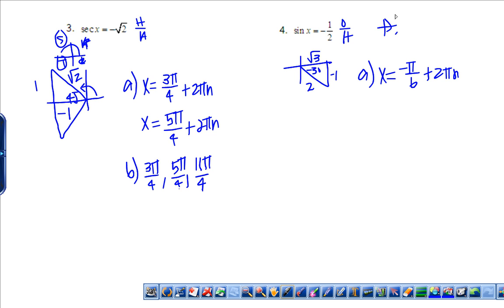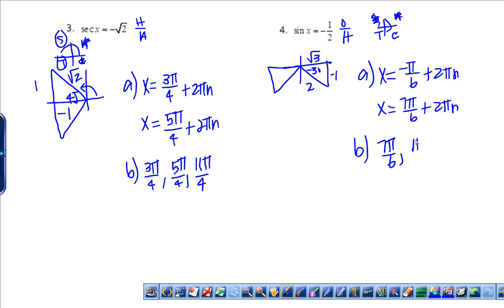For B, if you think of all students take calculus, sine needs to be negative. So it can't be here or here. It looks like the third and fourth quadrants. So my second triangle is built in the third quadrant. And again, you can build it positive or negative. I'm going to go ahead and build it positive. So that would be 7 pi over 6 plus 2 pi n. My first three positive values would be 7 pi over 6, 11 pi over 6, and 19 pi over 6.